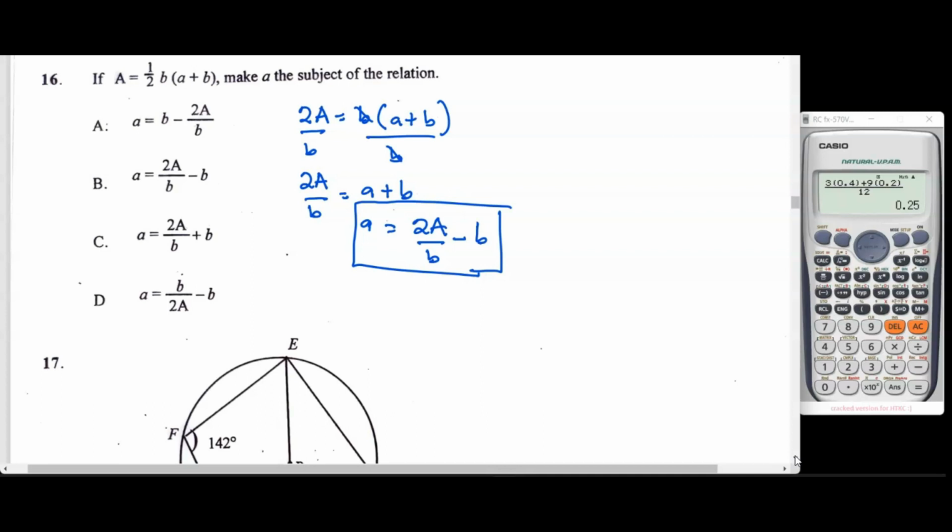So this is our relation we are expected to have in terms of small a. If you look through, we have minus b. Possible answer B. We go to question 17.